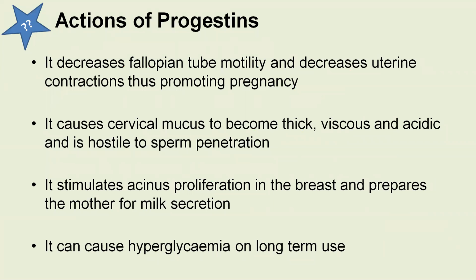Actions of progestin. This action is opposite to the estrogen action. It decreases the fallopian tube motility and decreases the uterine contractions, thus promoting pregnancy. In other words, it is used for maintaining the pregnancy. It causes cervical mucus to become thick, viscous and acidic, and it is hostile to sperm penetration. It stimulates proliferation in the breast and prepares the mother for lactation.